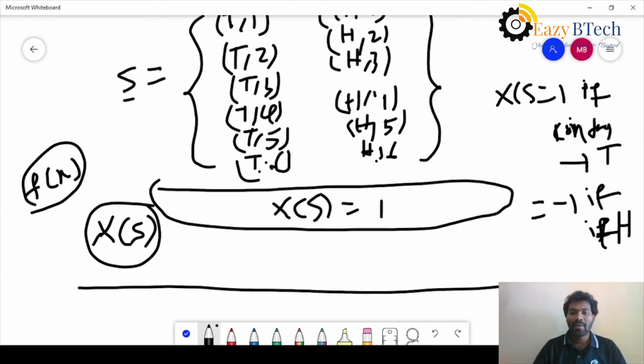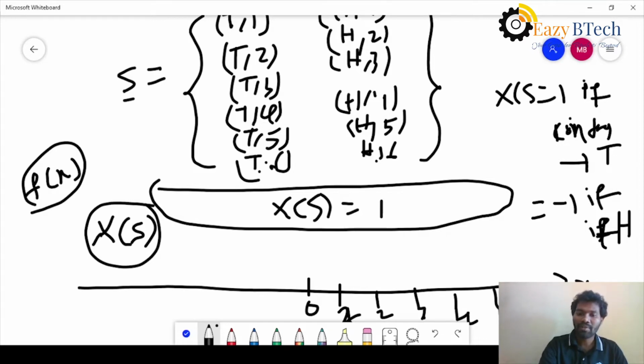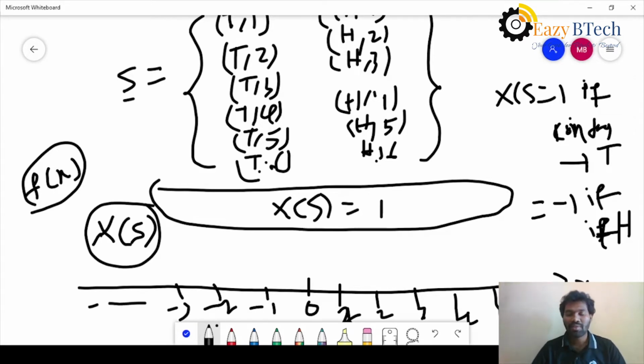Now see, this is my real axis. Real axis means it starts at 1, 2, 3, 4, 5, similarly minus 1, minus 2, minus 3, and so on. So this is the real axis. What the random variable says is that it maps all the elements of sample space into the real axis.